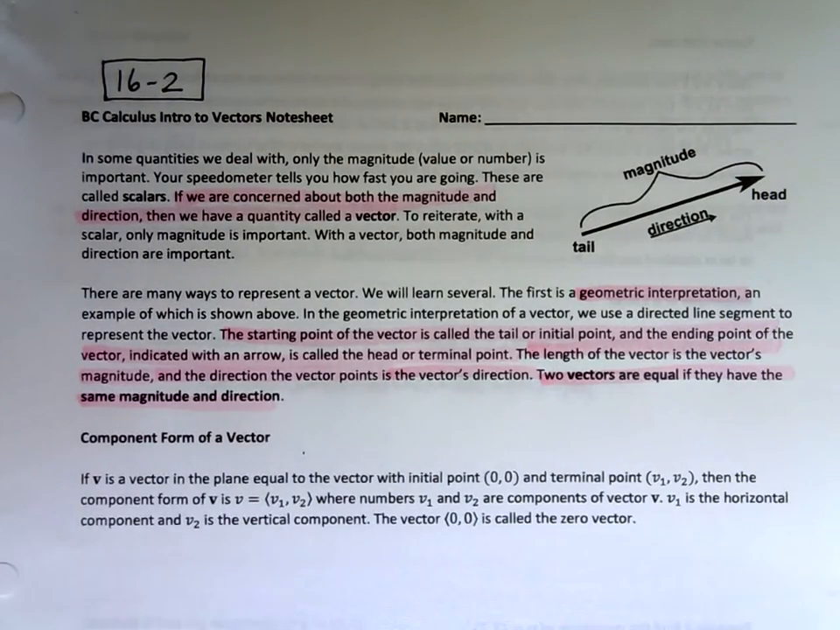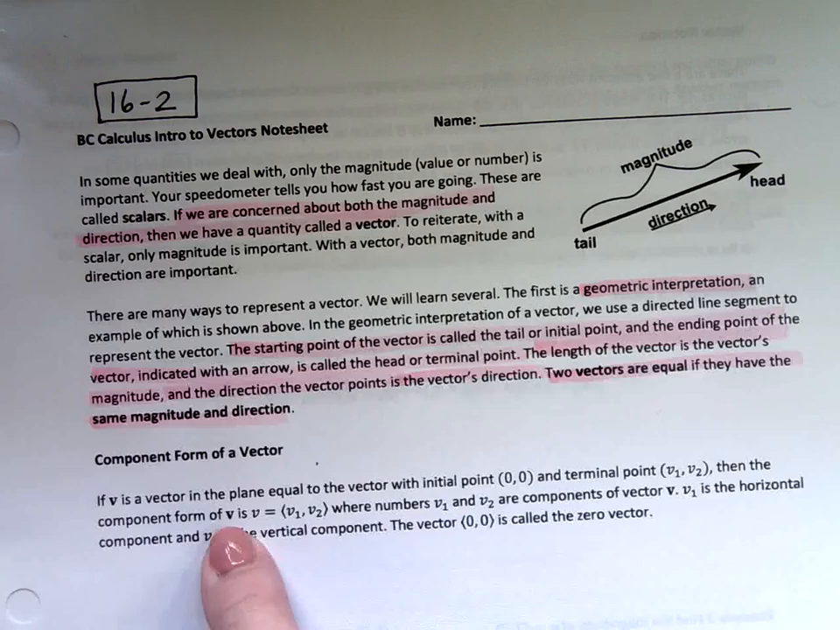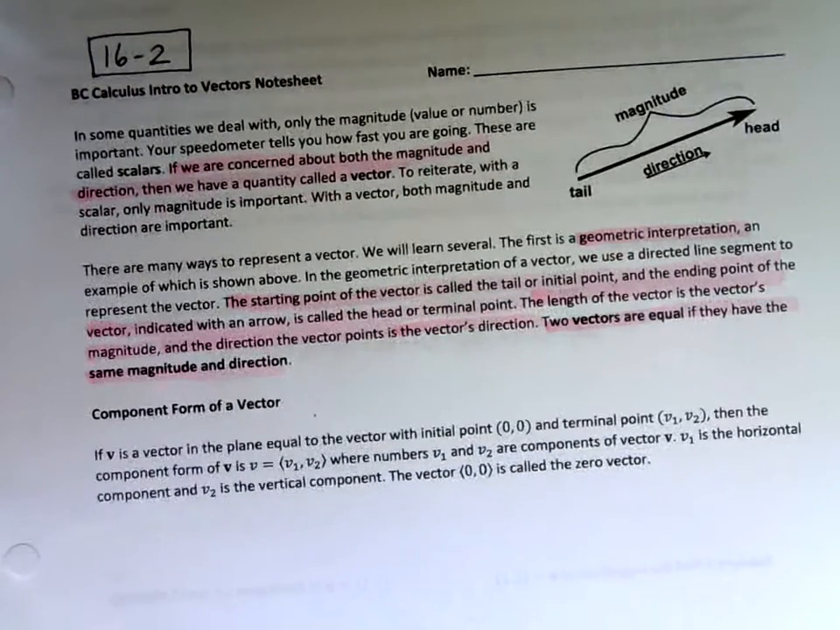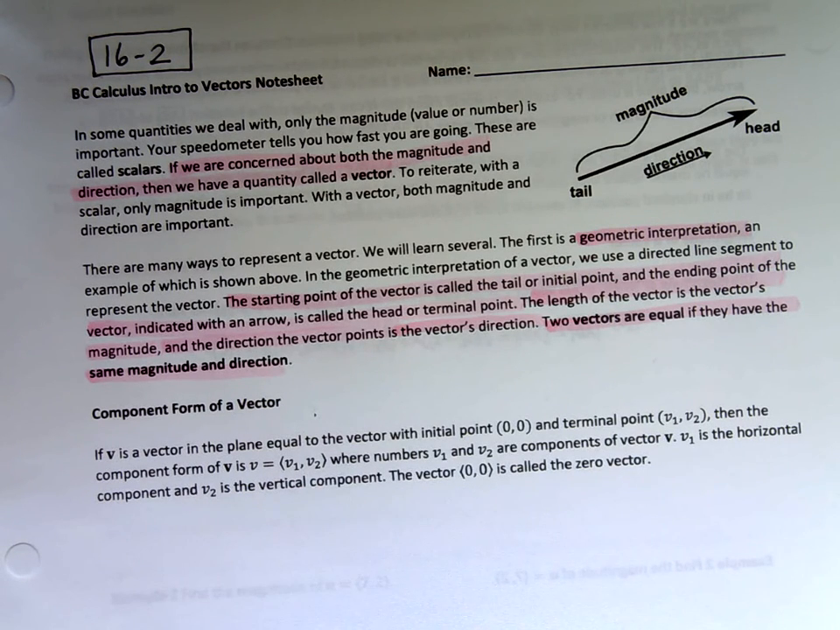Okay, so let's try again. If a vector in the plane is equal to the vector with an initial point of 0, 0 and a terminal point of v1, v2, then the component form of vector v, see how it's bold? That's one of the notations that means vector when they bold print it, is v equals, and they use these pointy parentheses to talk about vectors. You know it's a vector when you see these pointy parentheses: v1 comma v2, where v1 and v2 are components of vector v. v1 is the horizontal component, in other words, like the x value, and v2 is the vertical component, like the y value. The vector 0, 0 is called the zero vector.